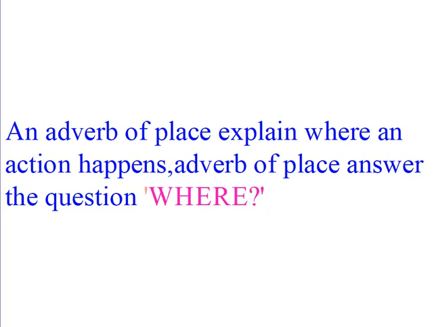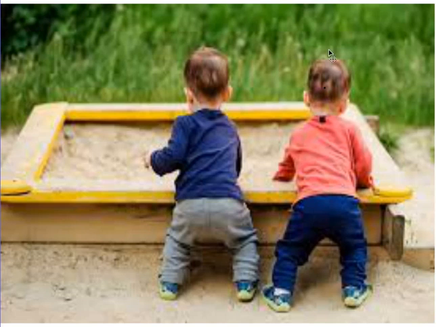An adverb of place explains where an action happens. Adverb of place answers the question where. So we are going to base on this where to answer questions. Now we are going to look at examples. Now let's see this picture. We all know that where an action takes place is what we call adverb of place. Action is the same as verb, and we know that a verb is a doing word or an action word.